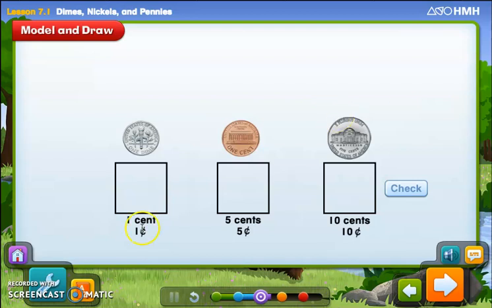All right, so the first box says 1 cent. So remember, pennies, which are the copper coins, they represent 1 cent. So we're gonna put the pennies in there.